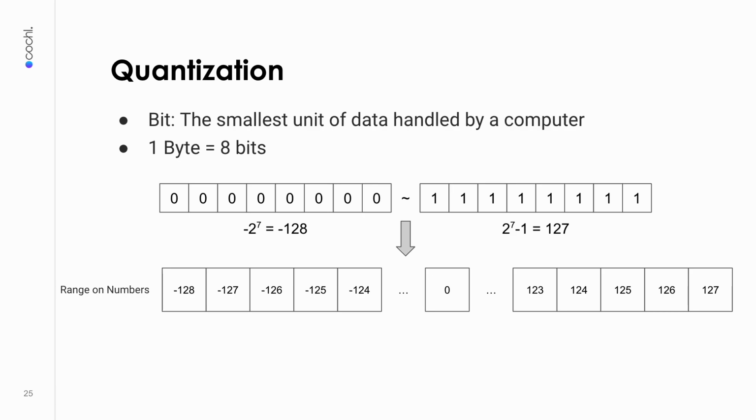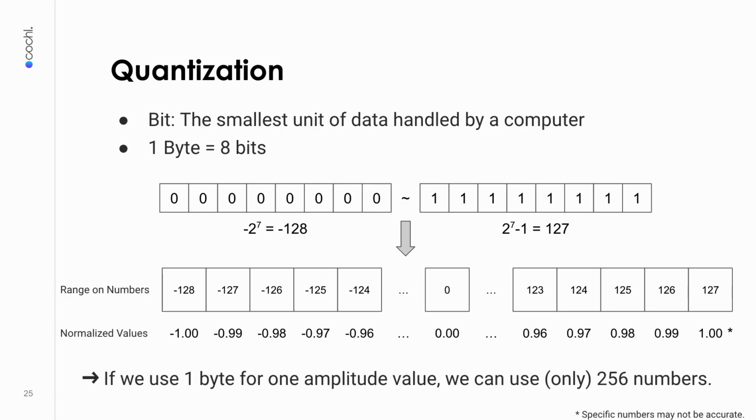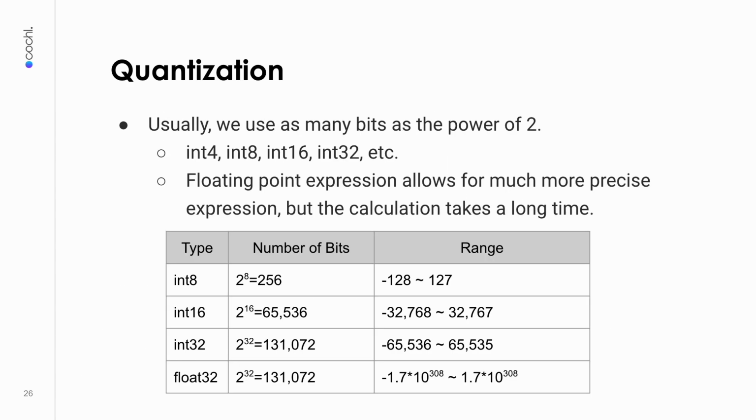If you map or normalize this back to a value between -1 and 1, the value between -1 and 1 can be expressed as a specific number as shown below. In other words, values between -1 and 1 can only be expressed with the 256 numbers if we are using 8 bits. Using this concept, we can express one amplitude value within a certain range of numbers. Computers prefer powers of 2, so we usually use bits equal to the power of 2 when doing quantization.